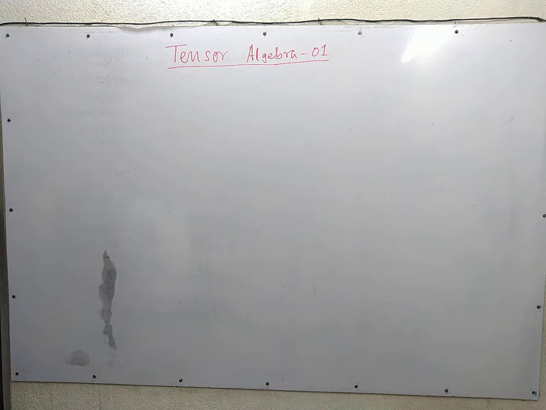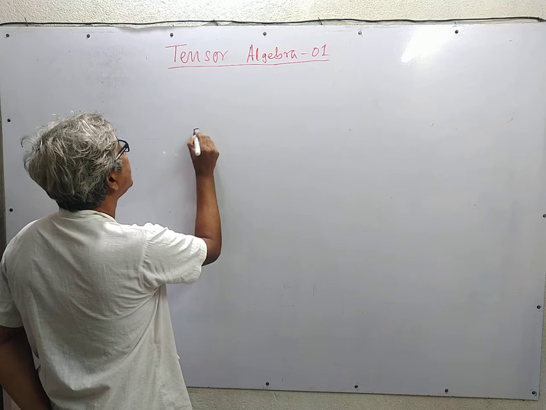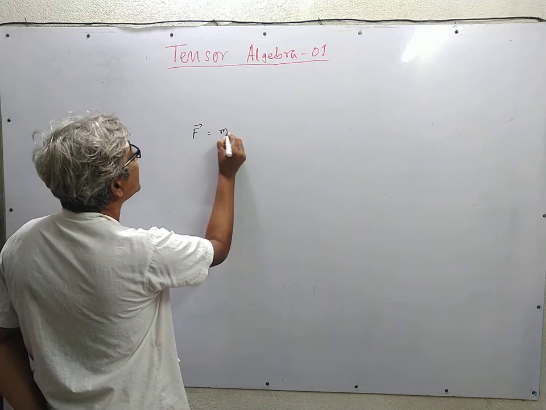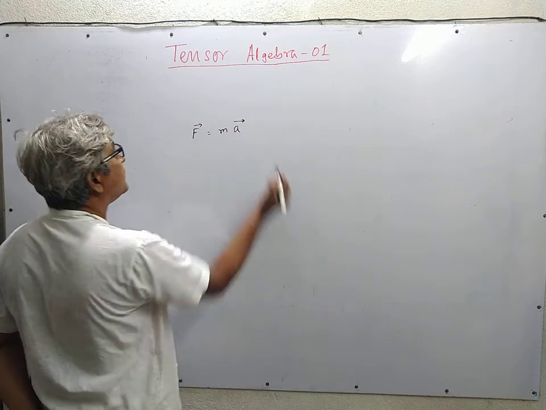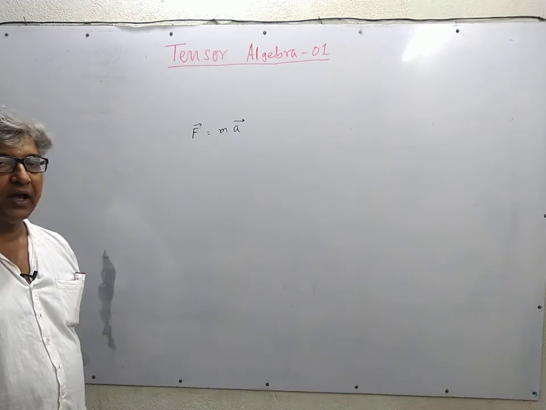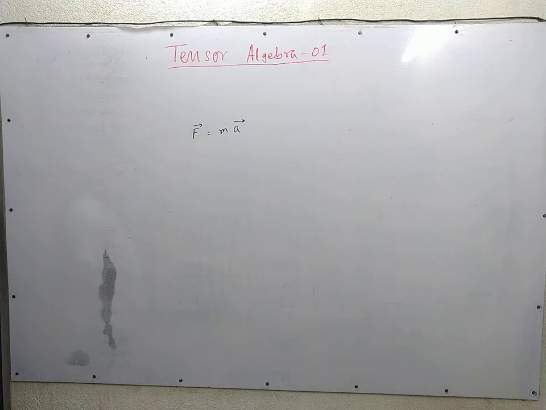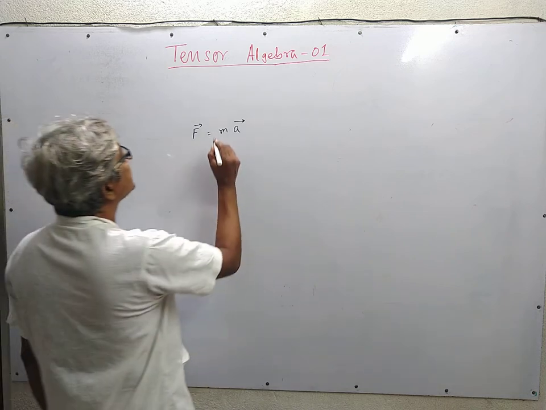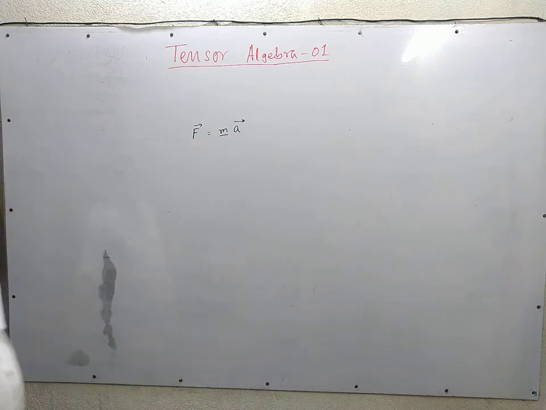In vector analysis, we have seen that there are two quantities, say for example, force and acceleration. They are related by such a relation where the force and acceleration have the same direction. In that case, the quantity m is known as a scalar, mass is a scalar.